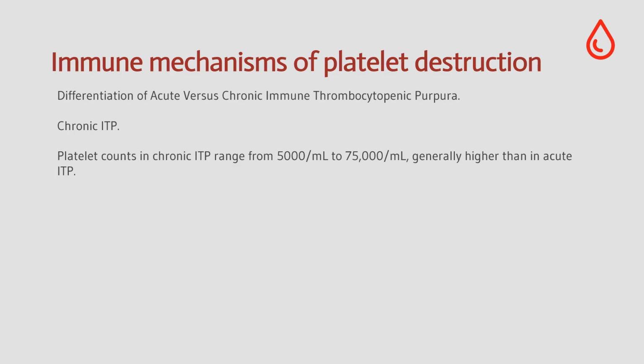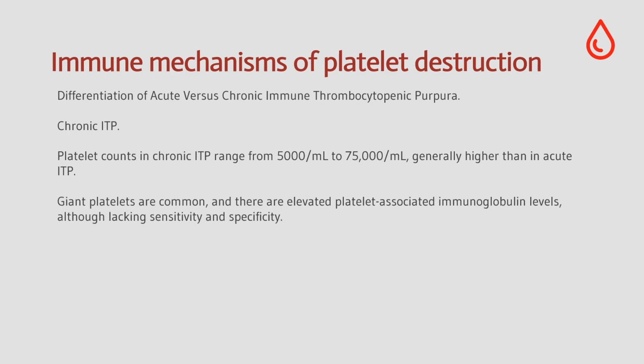Platelet counts in chronic ITP range from 50,000 per milliliter to 75,000 per milliliter, generally higher than in acute ITP. Giant platelets are common, and there are elevated platelet-associated immunoglobulin levels, although lacking sensitivity and specificity.